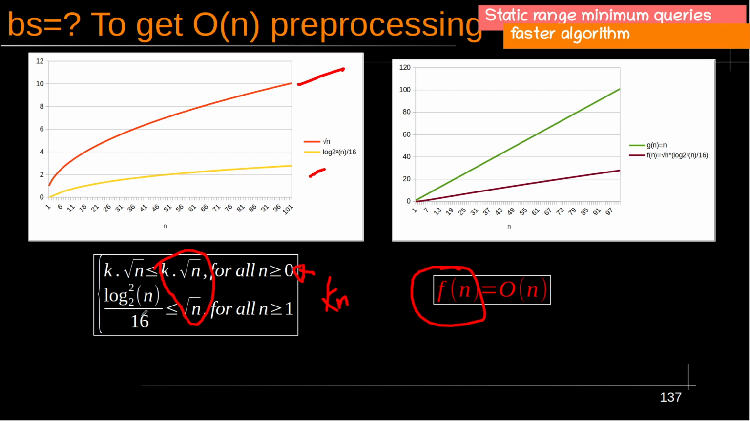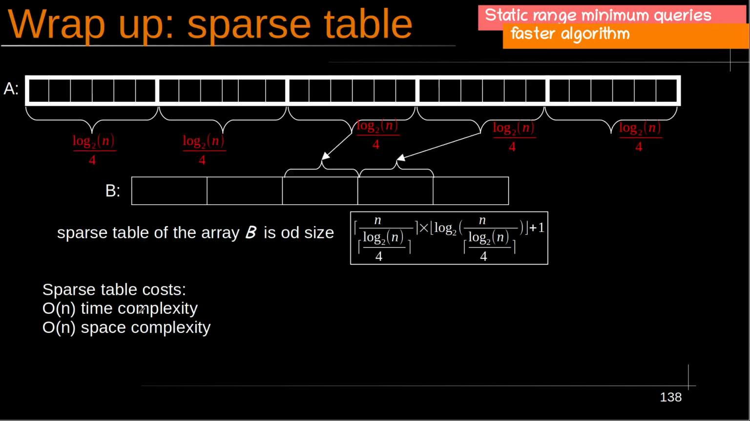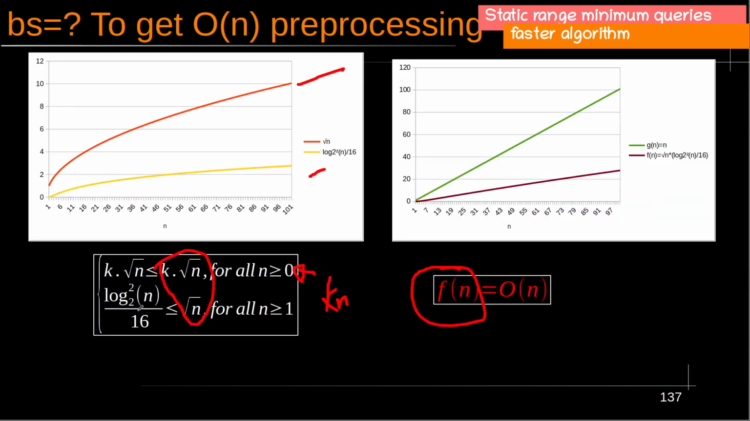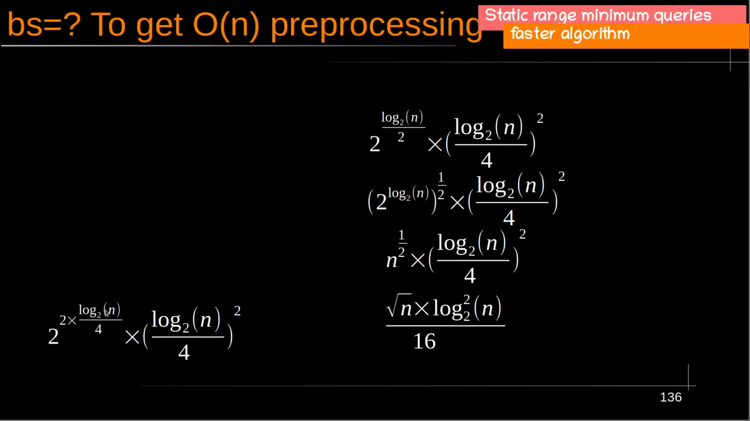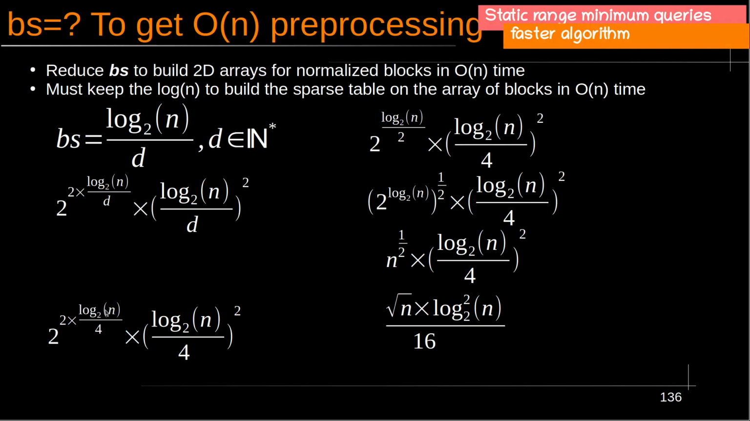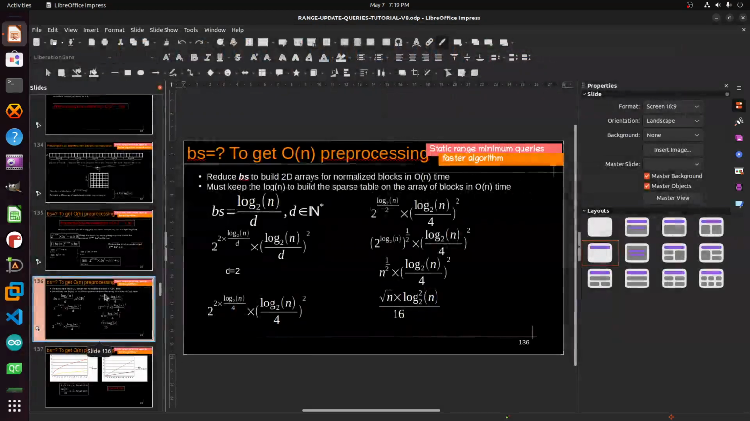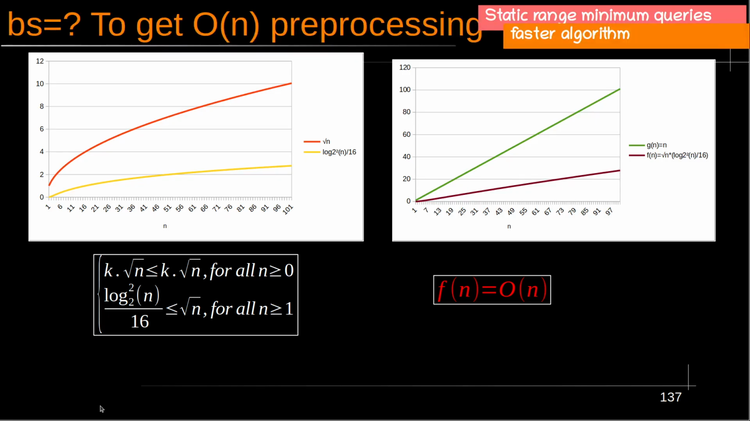So if we choose our block size BS equal to log base 2 of n over 4, we will get a linear time pre-processing of pre-computing all normalized blocks.